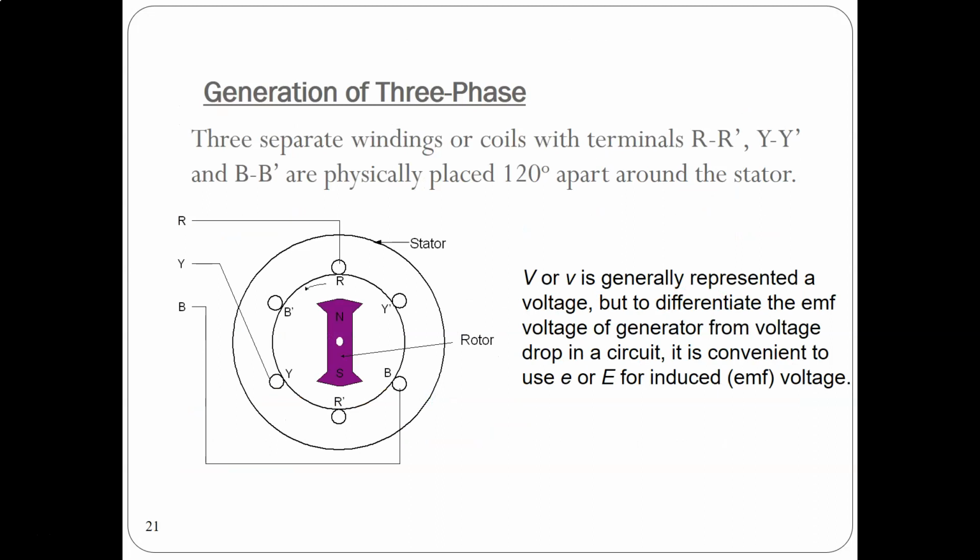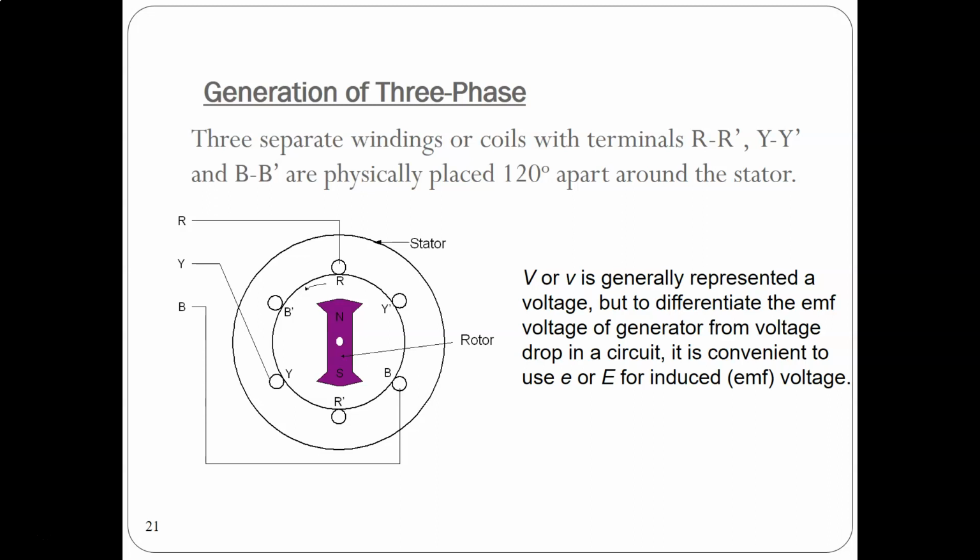Here you can see a very simple 2D sketch of a synchronous generator with a stator and the rotor. And as I said, these are three waves, so we have three separate windings or coils. For example, they can be denoted as RR', YY', BB', which are physically placed 120 degrees apart around the rotor. Of course, this is very simplified, but it's quite generic and it works well for our purpose here.